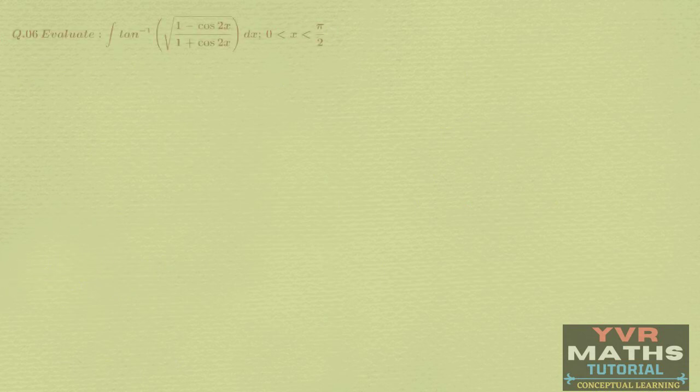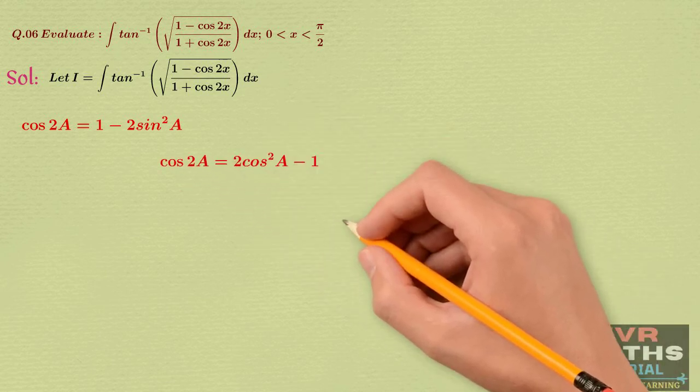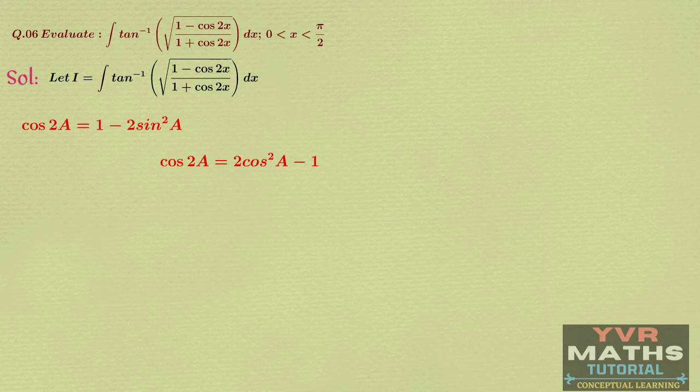See question number 6. Evaluate integral tan inverse of root of 1 minus cos 2x by 1 plus cos 2x dx. Let us discuss solution of this one. First of all, I will take the given integral as capital I. Let I is equal to the given integral. You know the trigonometric formulas. Cos 2a is equal to 1 minus 2 sin square a, and one more formula, 2 cos square a minus 1. I am going to apply these two formulas on numerator and denominator.